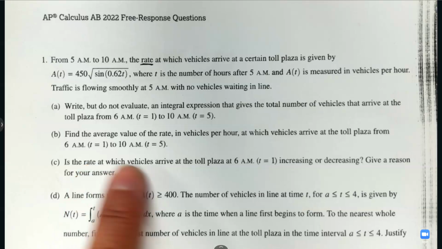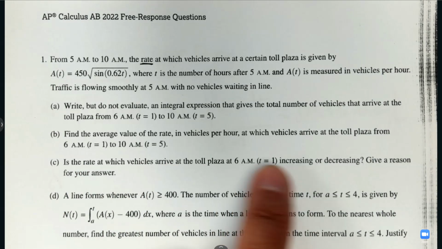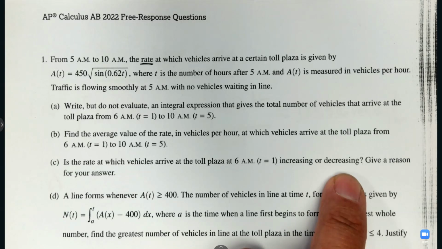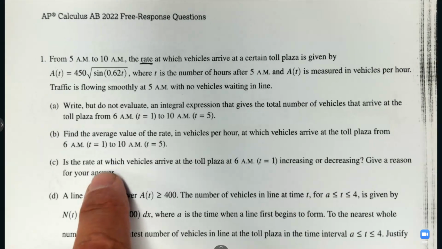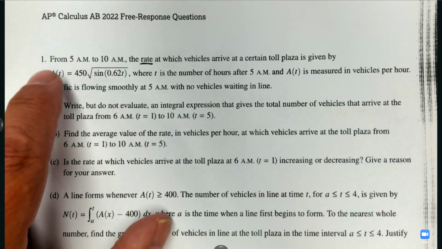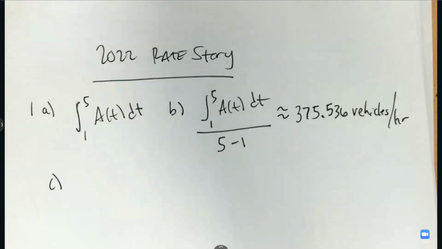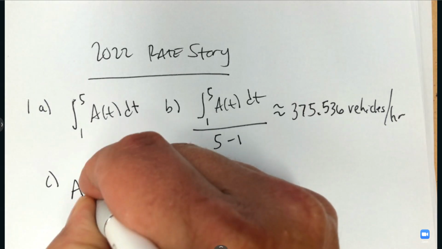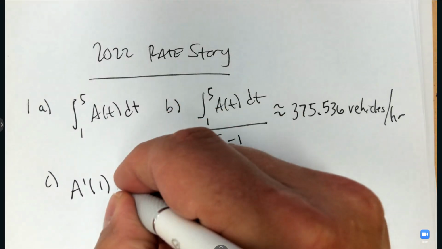Is the rate at which vehicles arrive at the toll plaza at 6 a.m. increasing or decreasing, and give an answer? So is the rate increasing? So to know if a rate is increasing or decreasing, we take the derivative of the rate and see if it gives you a positive value or a negative value. So I'm going to take the derivative at that number, which is 1 for this equation.